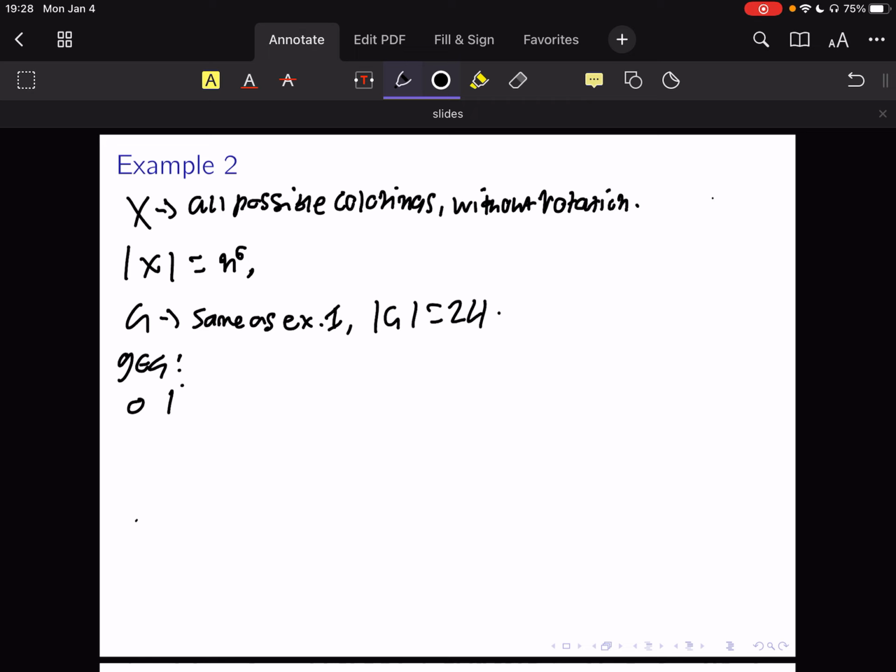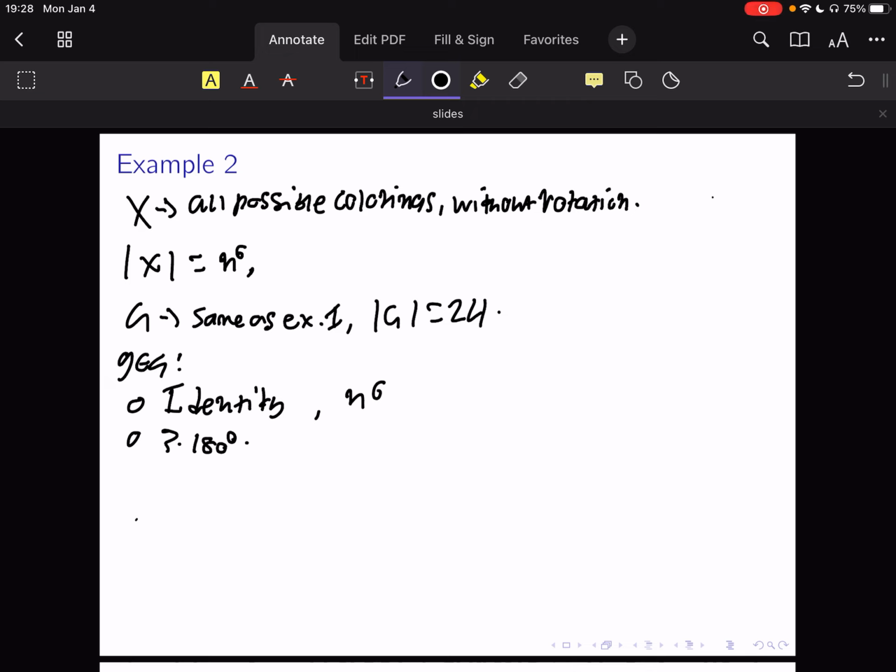So the elements of G are as follows, if we think about it. There's, of course, the identity rotation, and this has n to the 6 fixed points, because all the elements of x are unchanged under identity. There should be 3 180-degree rotations, each of which leaves n to the 4 of the possible colorings unchanged.